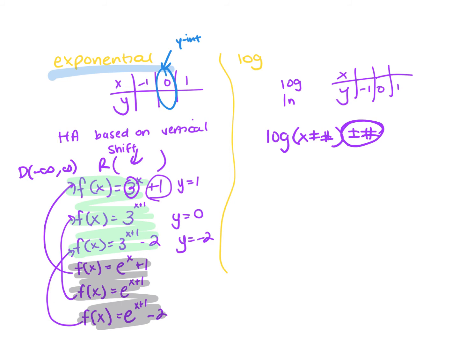This time, your domain comes from your horizontal shift, okay? Which means there's a vertical asymptote. The vertical asymptote's found by setting whatever's in the parentheses equal to 0.